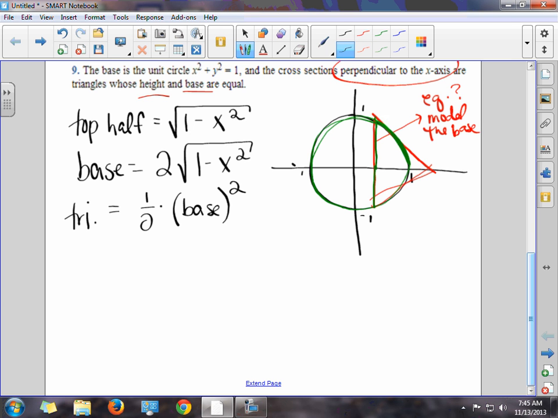So this right here, I can plug this formula in for my base, and then I'll have a function that I can integrate. And I need to look at my bounds. So if I'm integrating with respect to the x-axis, or integrating with respect to x, then my bounds are just going to be my x bounds, which are -1 to 1.